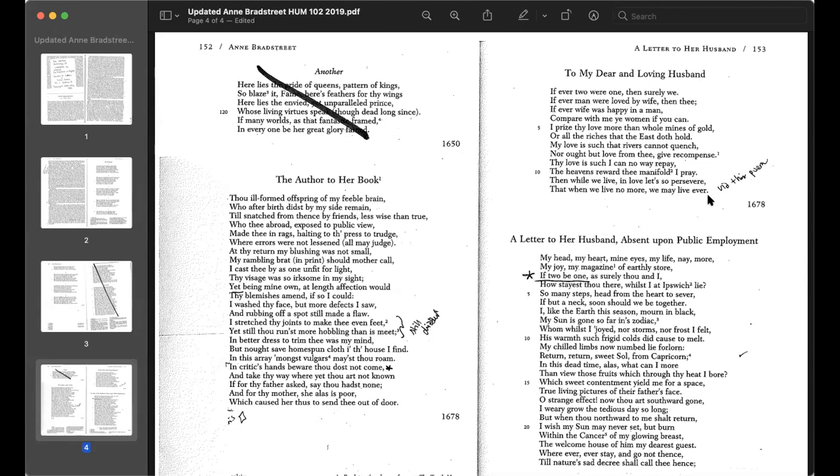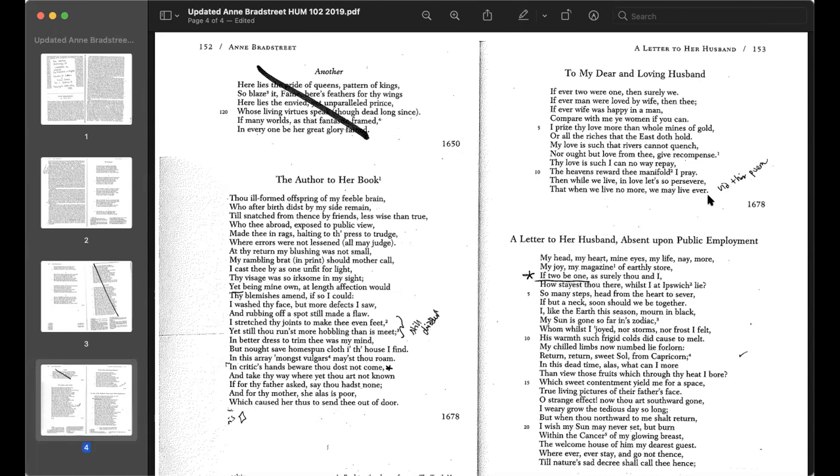To My Dear and Loving Husband, I won't spend much time on that, except to just draw your attention to it. It uses biblical language. If ever two were one, then surely we. It uses language of exploration of the new world. Compare with me, ye women, if you can. I prize thy love more than whole mines of gold or all the riches that the East doth hold, right? This is imagery that would have been familiar to people living in the age of exploration. It's a love poem to her husband.